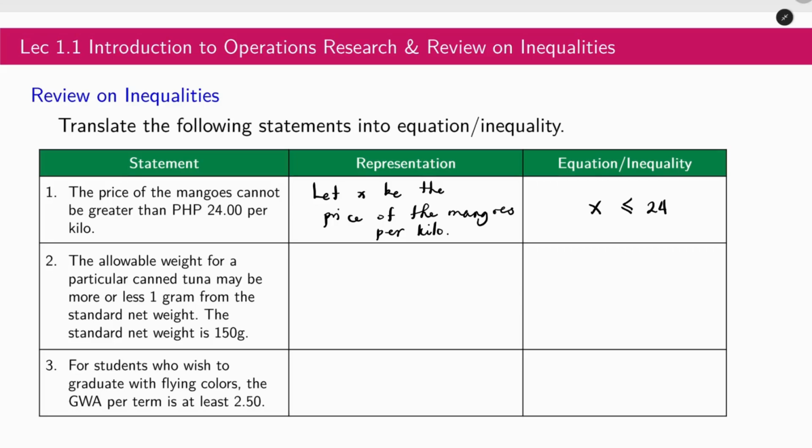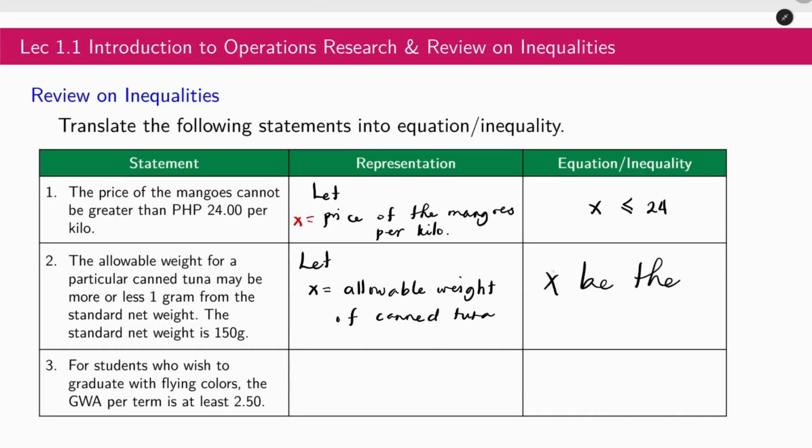Next, the allowable weight for a particular canned tuna may be more or less 1 gram from the standard net weight. The standard net weight is 150 grams. Let me just write the representation. Okay, let x be the allowable weight of canned tuna. So take note that it is more convenient than the one that I did earlier, that I wrote the words let x be the. Okay, pwede tayo mag-equal sign na mismo. So let x be equal to the allowable weight of canned tuna.